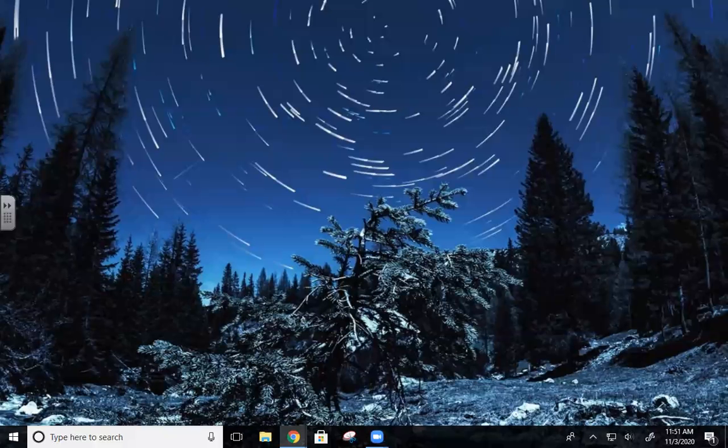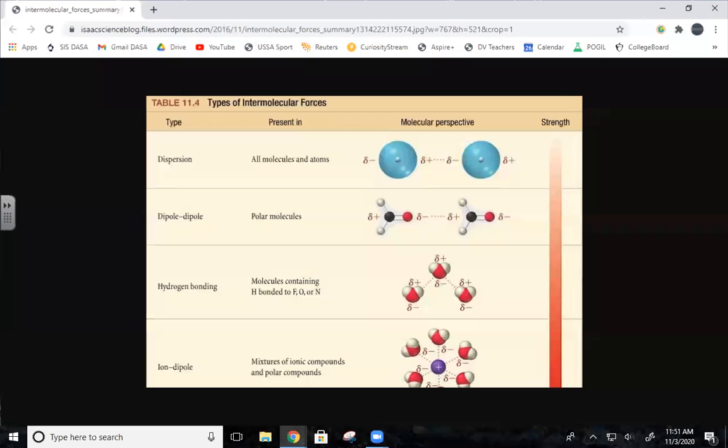Intermolecular forces that we're going to talk about today. These are the four basic ones right here: dispersion, dipole-dipole, hydrogen, and ion-dipole.